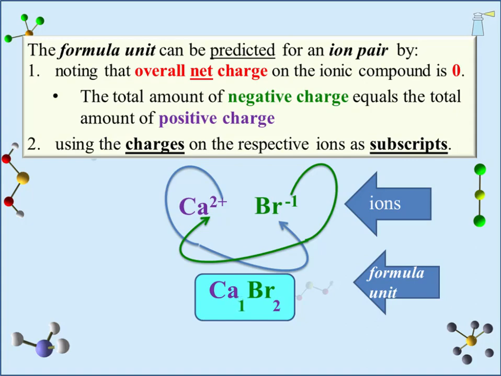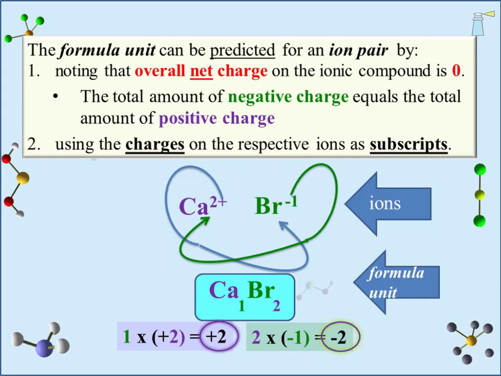We double check our values by calculating the total positive charge and the total negative charge given this ratio. This is done by taking the subscript for each ion and multiplying it by the charge on that ion. For calcium, it is 1 subscript times +2 charge for a value of +2. In this formula unit, the sum of positive charge is +2. For the bromide, the sum of the negative charge is 2 subscript times -1 charge for a value of -2.